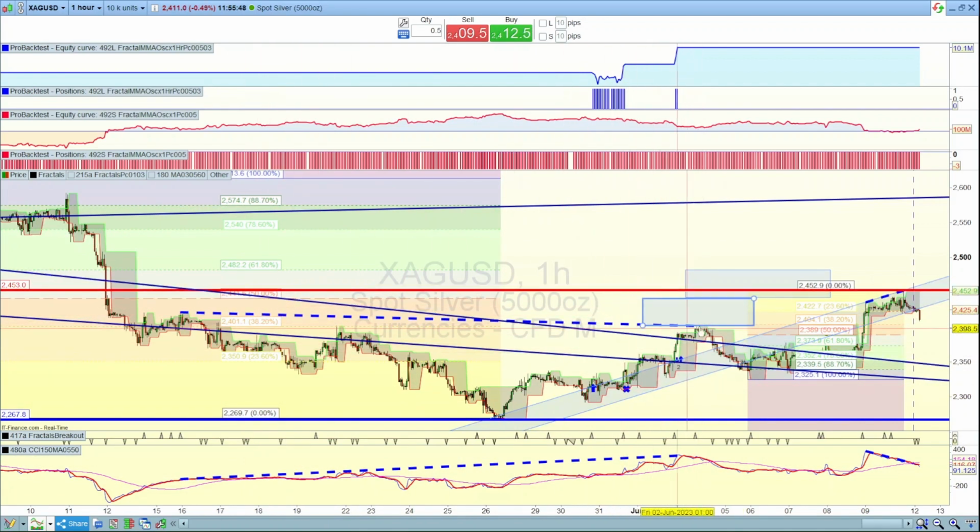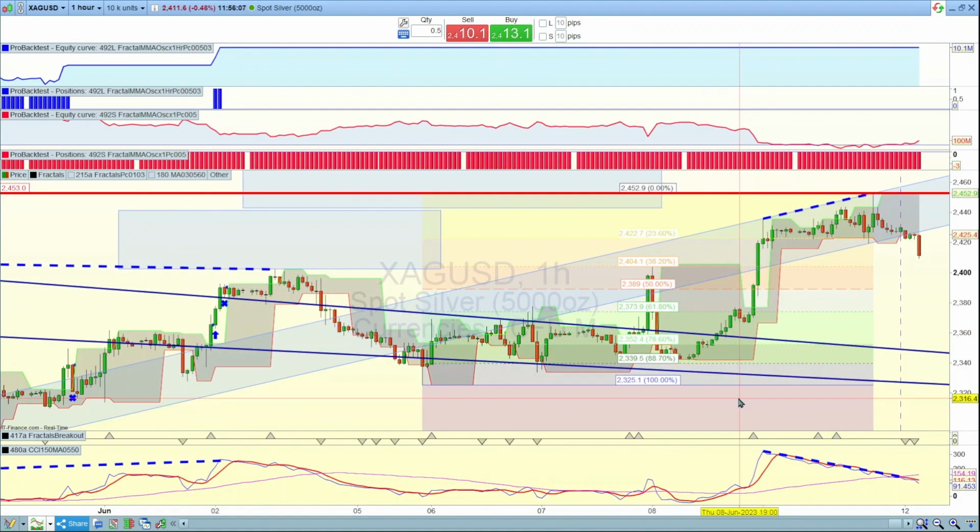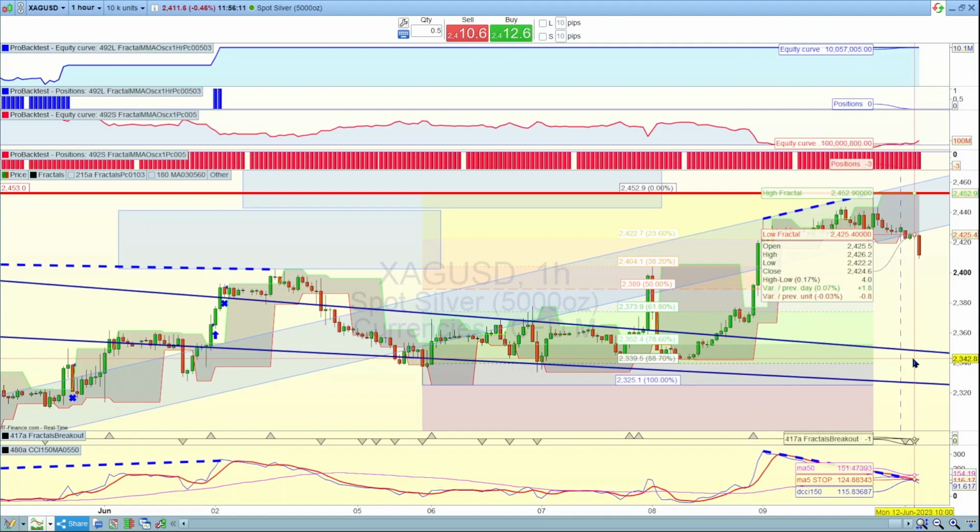And we did put a target in here, two target areas. You can see there it hit both. Initially it hit this first target area more recently, and then it broke into that little secondary target area along that key resistance at 2453.